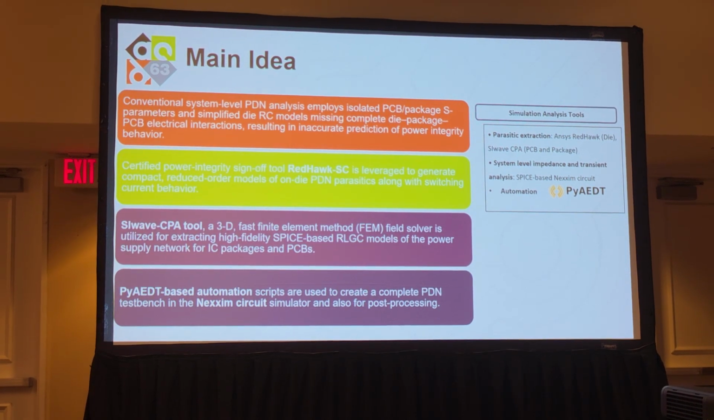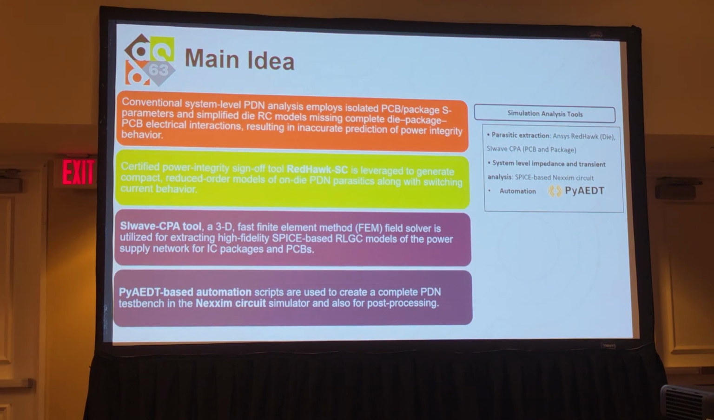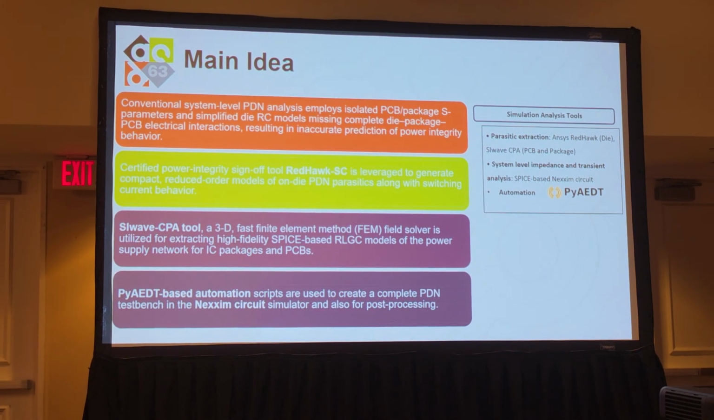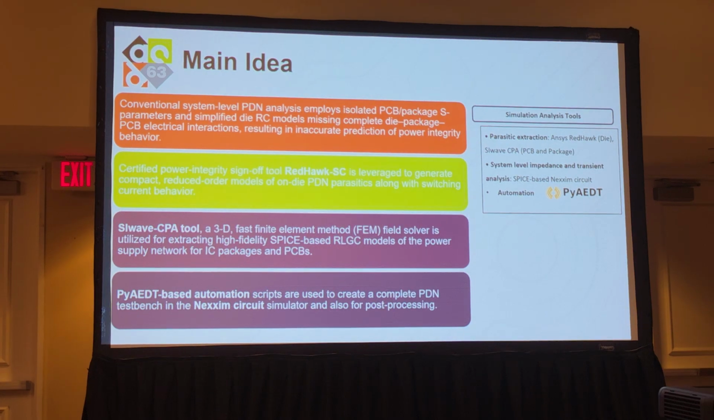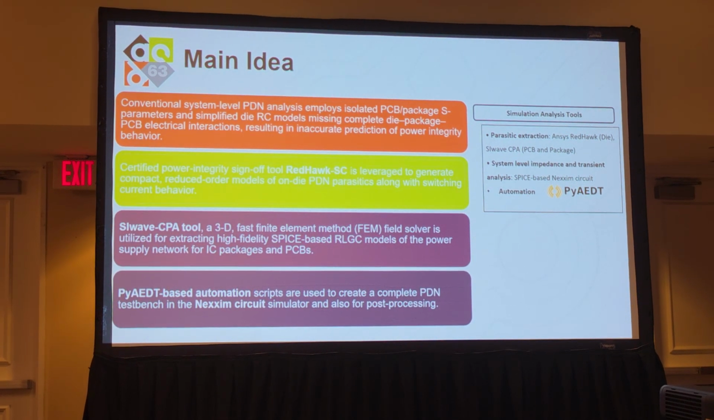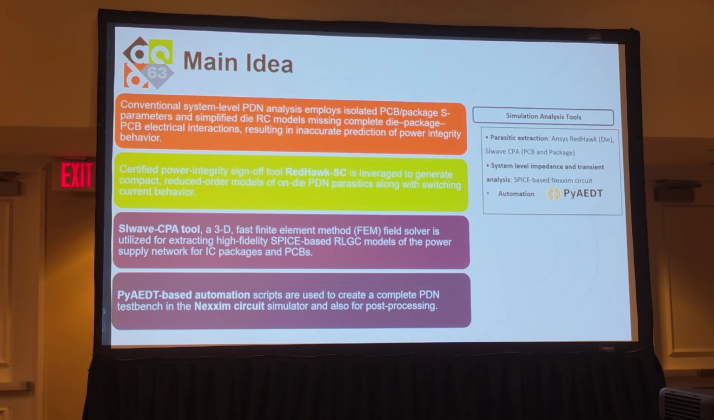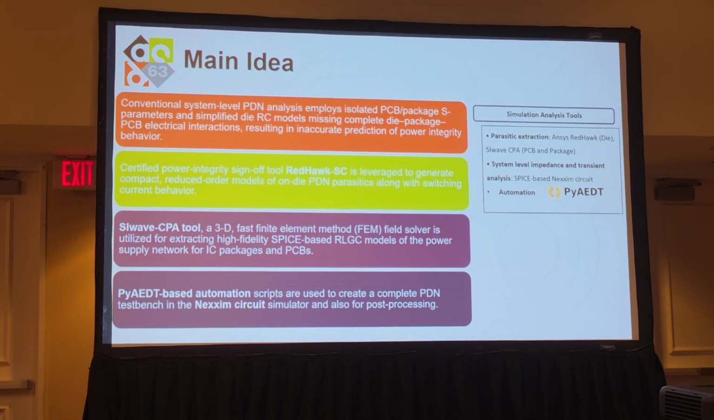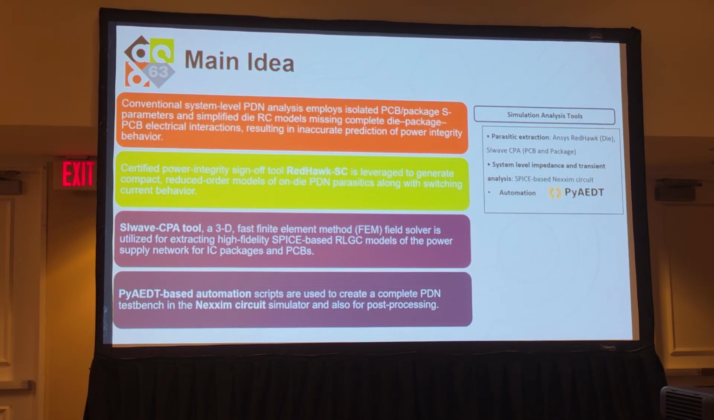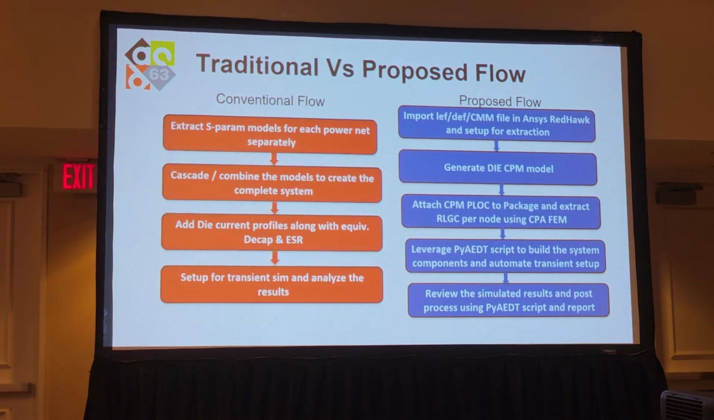This is what I wanted to come back to: we're going to use Redhawk to create the chip power model. We're going to then use ANSYS SI Wave. Inside that SI Wave tool, we have a tool called CPA, which allows us to add that CPM module that we developed with Redhawk for the die. Those characteristics then become part of the model of the package, which then sits on top of the printed circuit board, allowing us to extract the entire network all at once. So again, we'll go back here to the scene before.